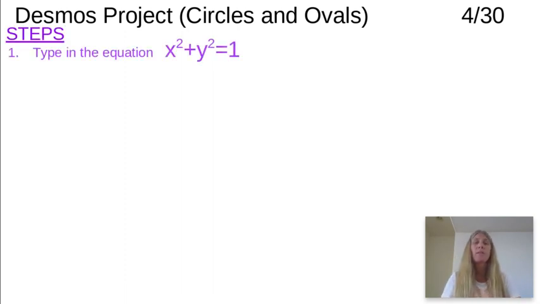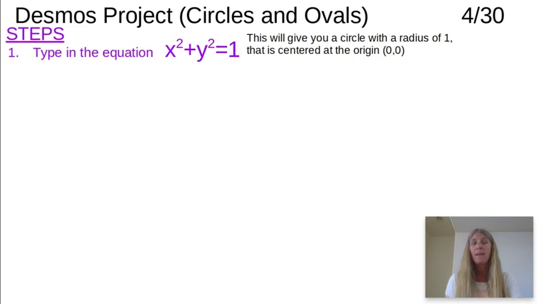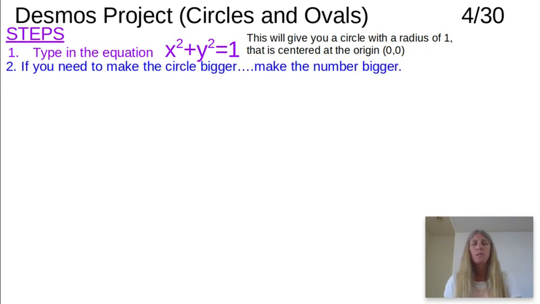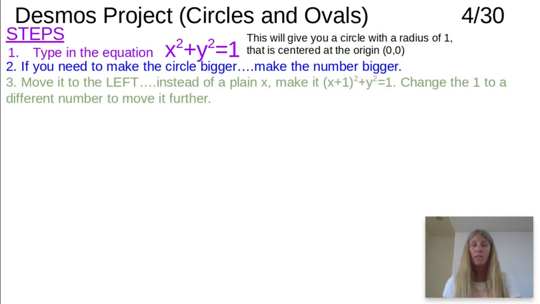So today we're going to learn how to make circles and ovals. First, you're going to type in the basic equation for a circle, which is x squared plus y squared equals 1. This gives you a circle with a radius of 1 centered at 0, 0. This probably isn't where you want it to be. So if you need to make it bigger, you're going to make the number bigger. So instead of a 1, make it a 20, a 15, a 300. It just depends on what you're going to try to be matching on your project.